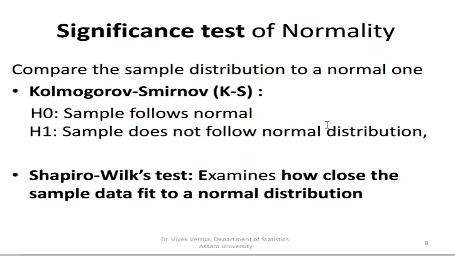The second test, which is frequently available in any kind of analysis, is called the Shapiro-Wilk test. It says how close the sample data fits to the theoretical normal distribution.